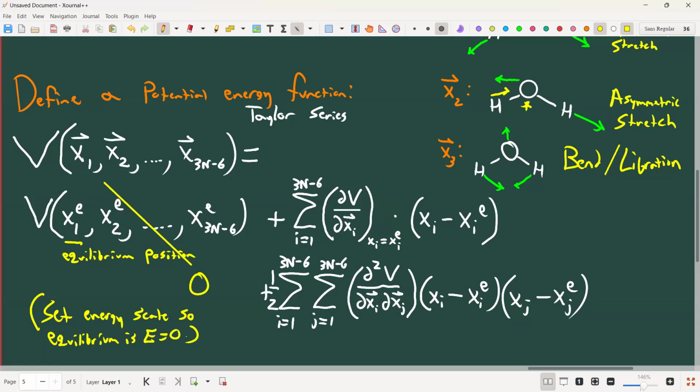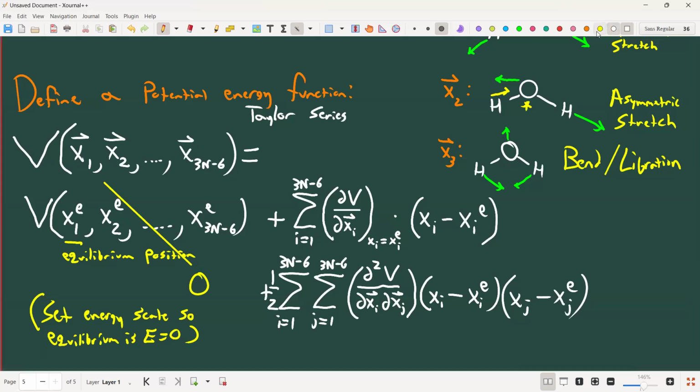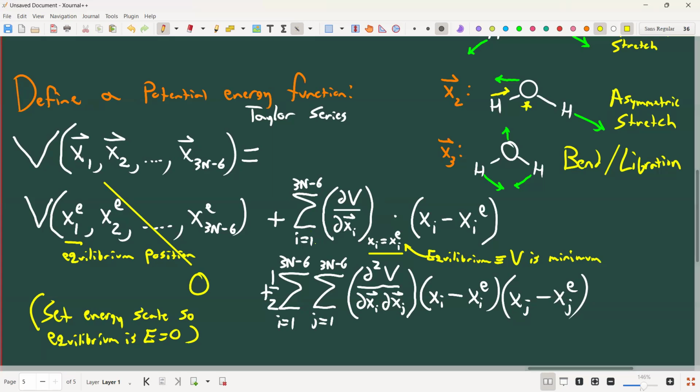Remember at equilibrium, the next term is the slope of the potential at the equilibrium point. Well, that's the bottom of the potential, the minimum. So this derivative is always 0. We've evaluated at the minimum, at equilibrium, which means that the function V is minimum, which means that the first derivative is 0. Okay, so that term goes away. Great. So we're just left with this really complicated function here, which is proportional to the second derivatives.